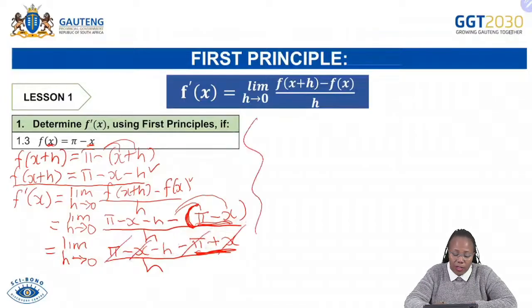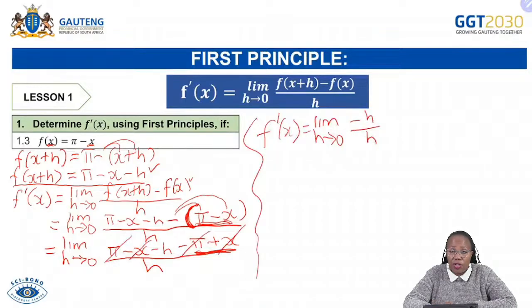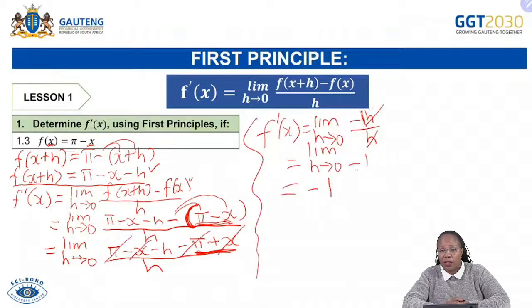And then now let's see what is left. We are looking at f derivative of x, the limit of h approaching 0. We are left with minus h over h. And in this case, h goes once into h there. We are still having the limit of h approaching 0. Remember, there's a coefficient 1 there, then this is minus 1. Our final answer is just a minus 1 without a limit, grade 12.